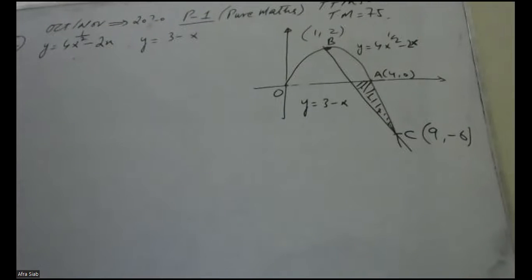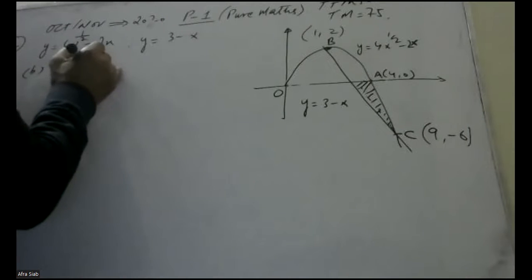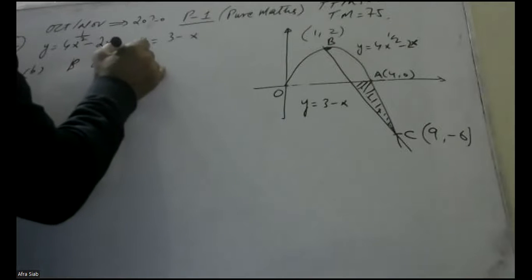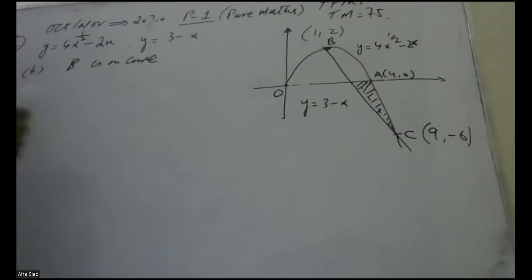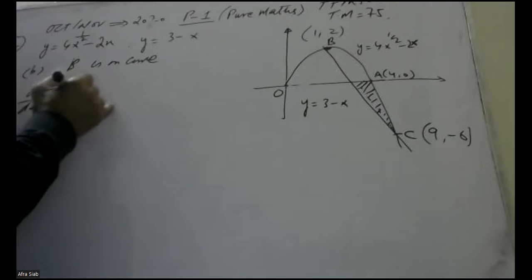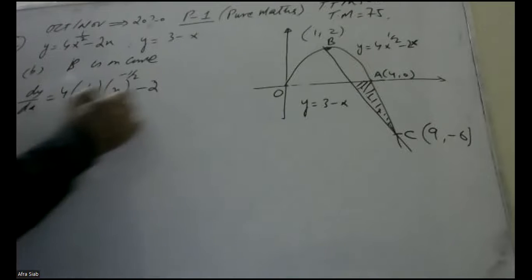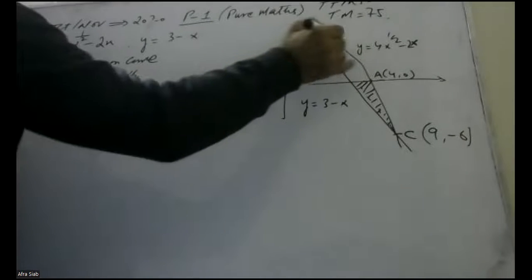For the second part, show that B is lying on the curve there. So we will take the gradient of the curve. dy by dx is equal to 4 into half x to the power minus half, minus 2. And that is equal to 0 because B is the stationary point of this curve there.